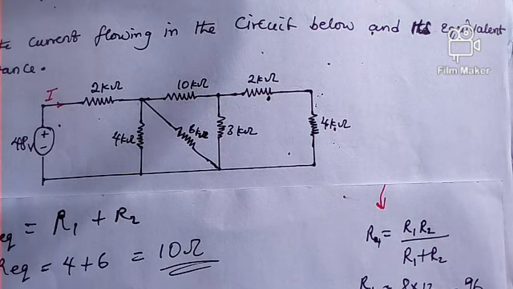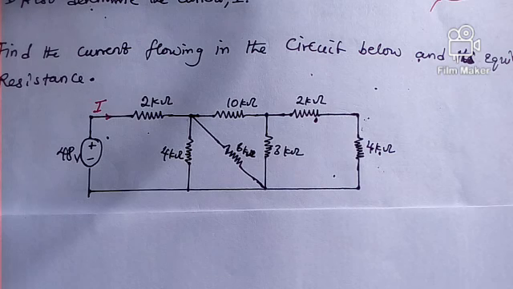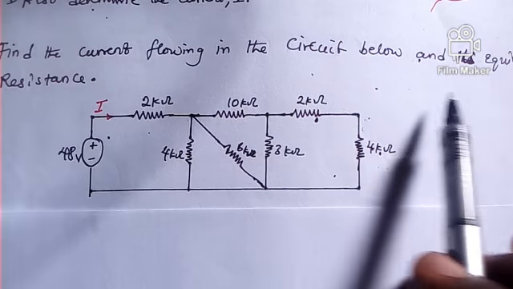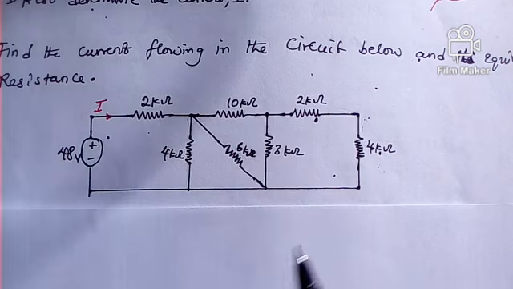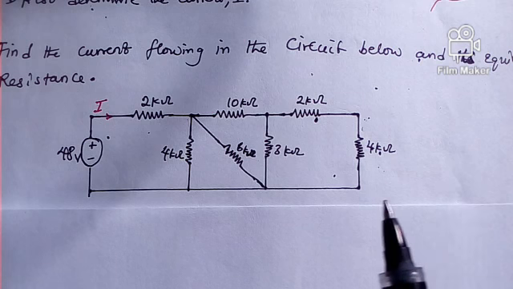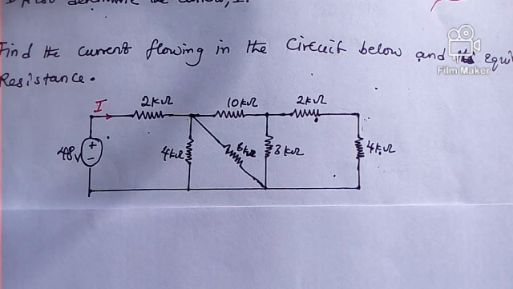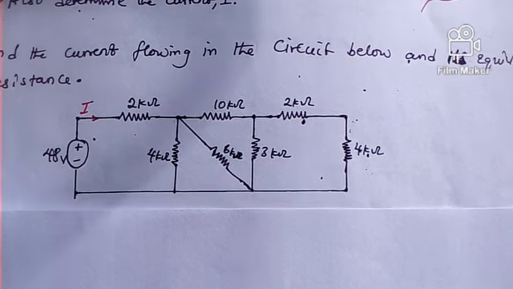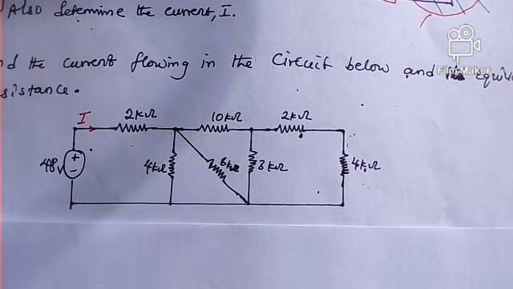So let's get started. Notice that we are asked to find the current flowing in the circuit and the equivalent resistance. So we are going to start with the resistance first. When we get the equivalent resistance, to find the current, we just implement Ohm's law and we're good to go. This is a very simple problem, so let's quickly get down to work.